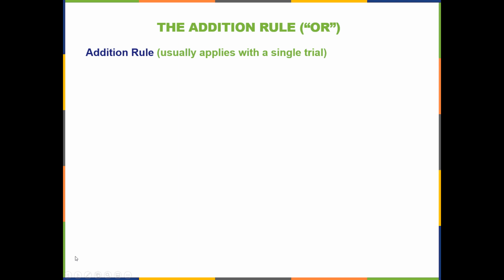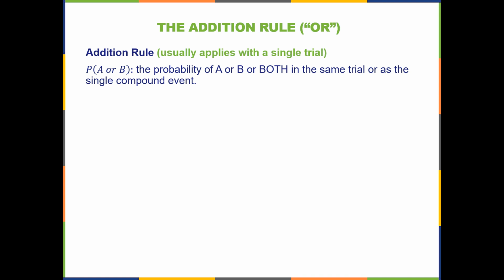This usually applies with a single trial. We know this means the probability of A or B or both in the same trial. So the formula was to add up the probability of each event and then subtract anything that overlaps.